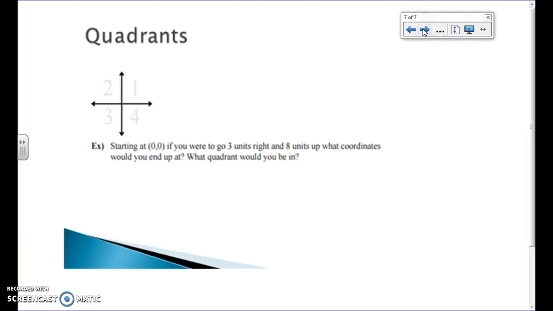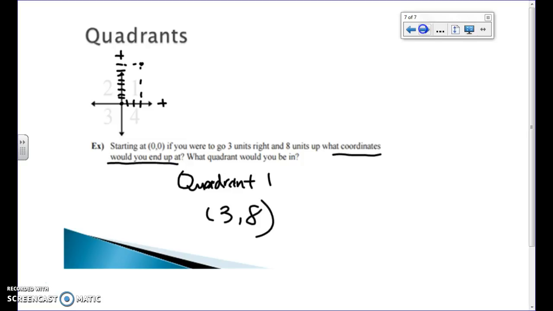Finally, if I were starting at 0, 0, and I were going 3 units right, so in the positive x direction, 1, 2, 3, and 8 units up, 1, 2, 3, 4, 5, 6, 7, 8, in the positive y direction, what quadrant would I be in? I would be in quadrant 1. And it also asked me what coordinates I would end up at. Well, if I'm moving to the right, this is the positive x-axis, and if I'm moving up, that's the positive y-axis. So I would be at positive 3, positive 8.